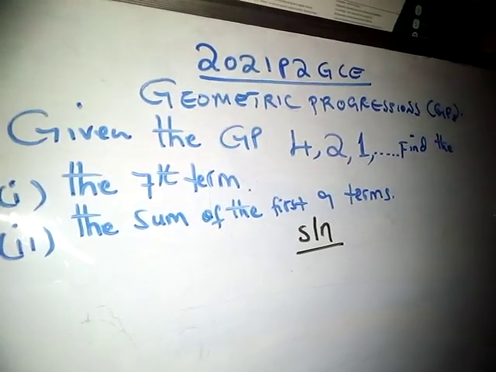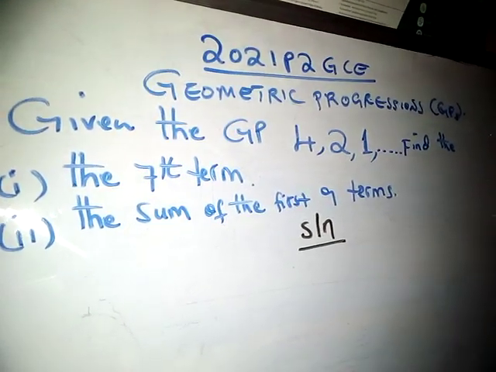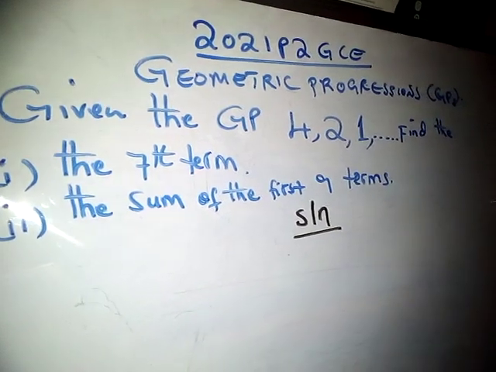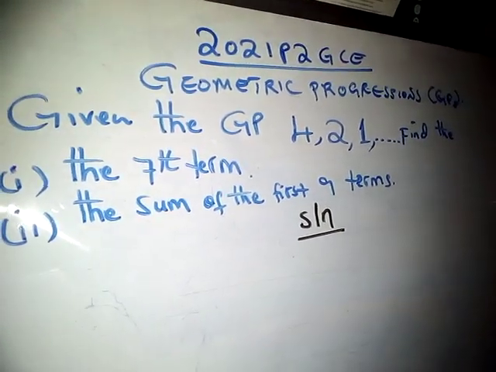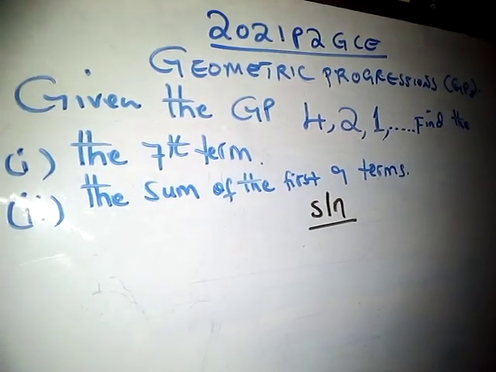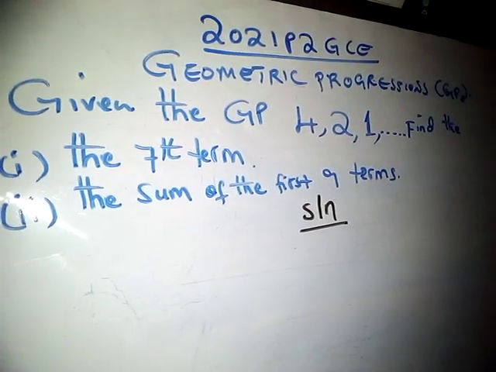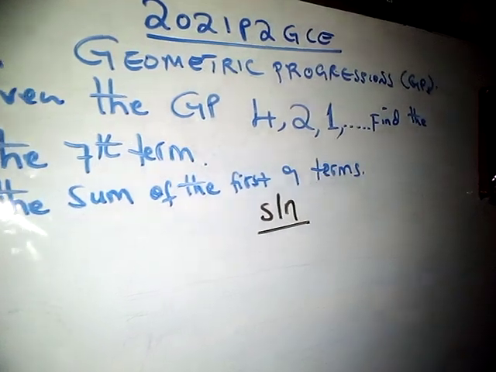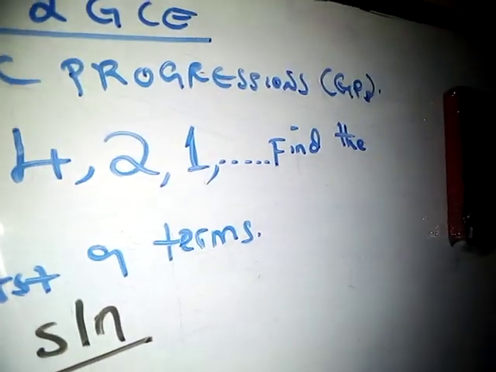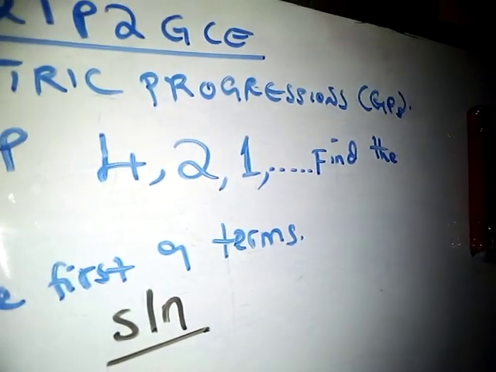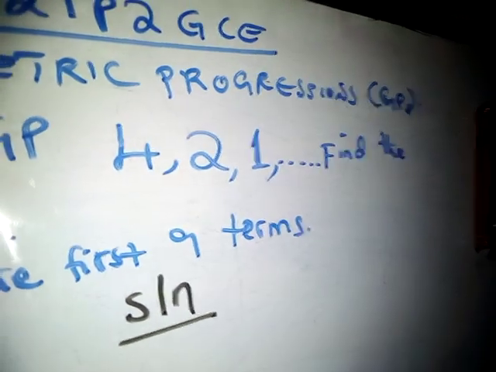Let's look at this particular question under geometric progressions, GP. The question is coming from 2021, paper 3 GCE, and the question reads, given that the GP 4, 2, 1, continued. So this is the GP. I've got 4, 2, 1.